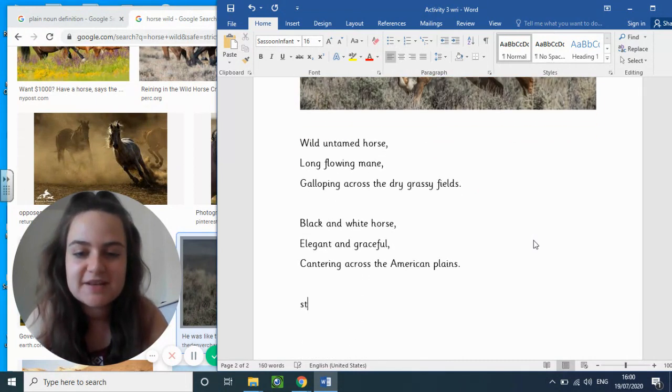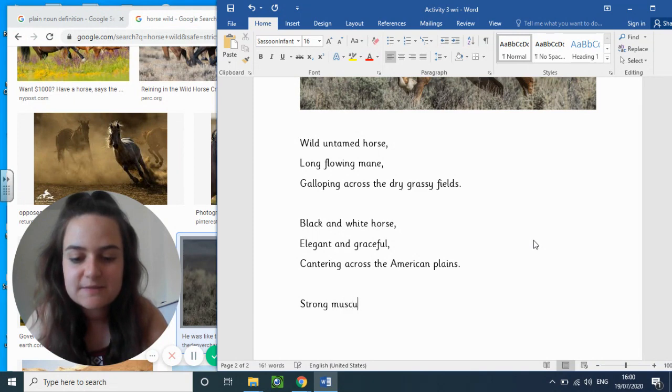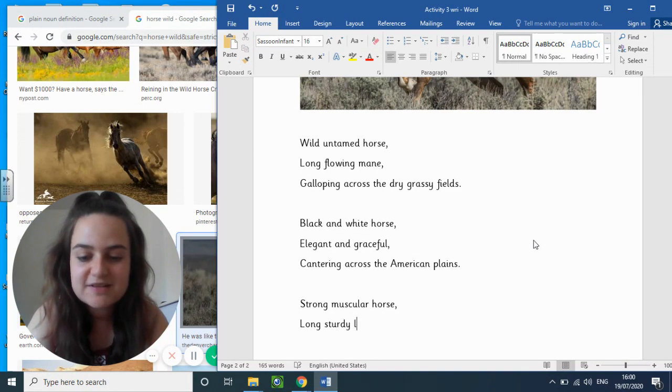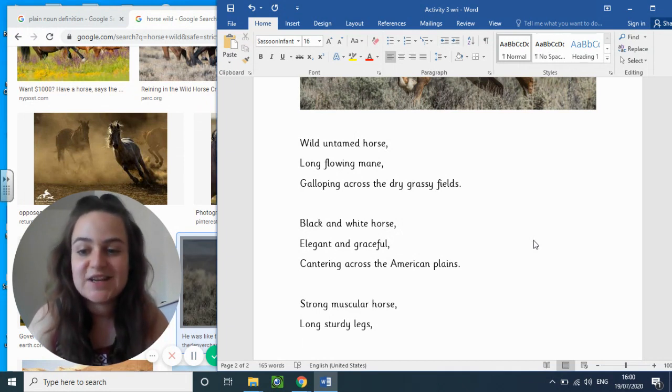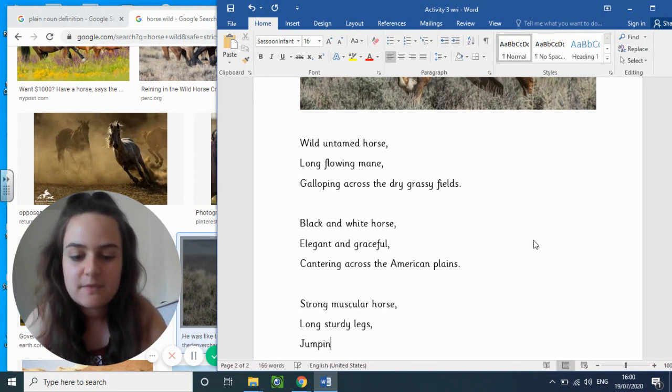I might go for one more verse. I'm going to write that he is a strong, muscular horse. I'm going to write about his sturdy legs, because that goes with the fact that he is strong and muscular. Long, sturdy legs. And then I'm going to use that line from activity 2 about what he does, and I'm going to write that he's jumping over the deep ditches.